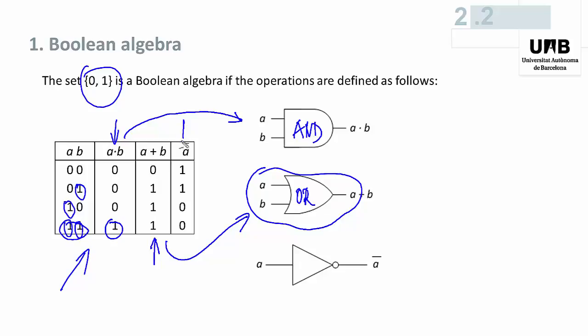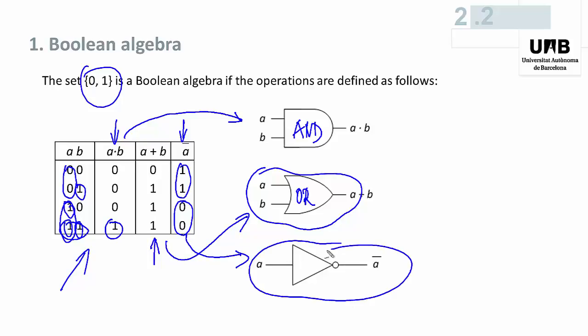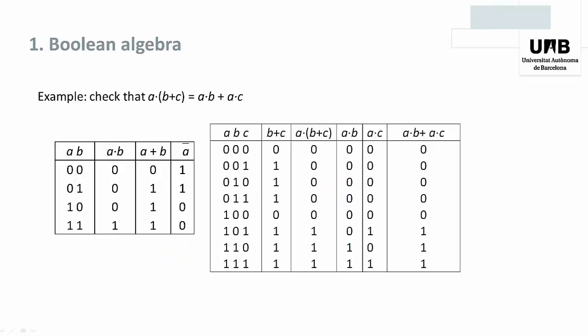Finally, the unary operation inversion is defined as follows. If A is 0, not A is 1, and if A is 1, not A is 0. And its implementation is an inverter. Then, with this definition of the operations, you could check that the 5 postulates are satisfied.